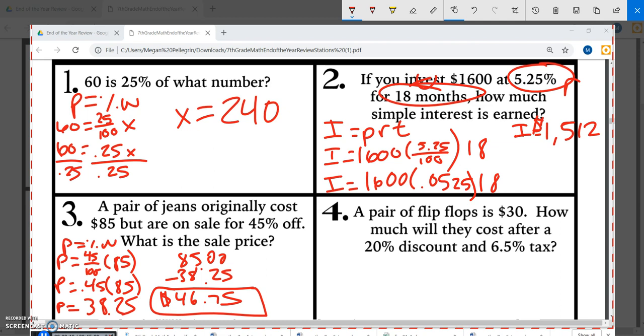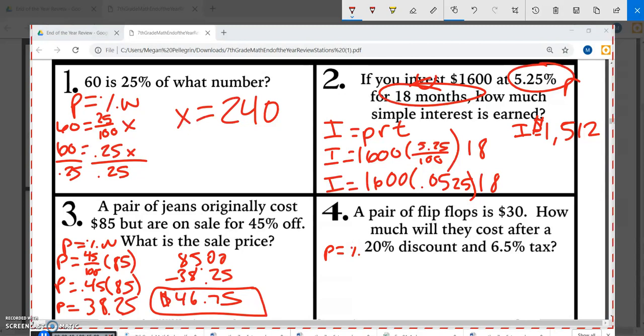Okay, a pair of flip-flops is $30. How much will they cost after a discount and tax? Okay, so we have to do both. And so when we're doing both, we don't want to pay the tax on the $30. We want to pay on however much we're paying after the 20% discount.